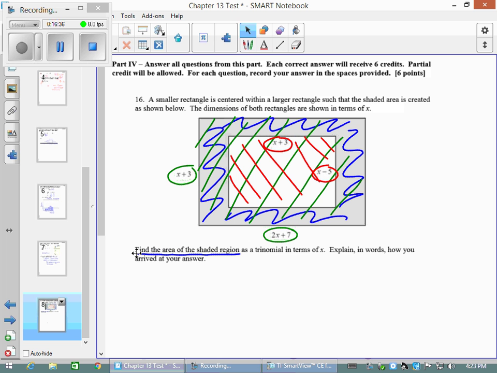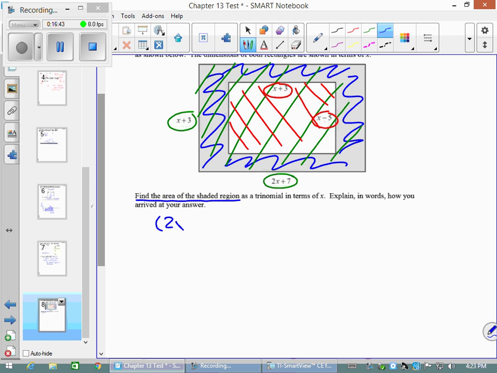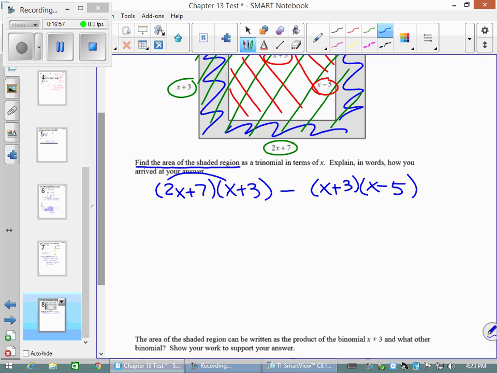So let's take our 2x plus 7 times x plus 3, and then we're going to subtract from that the product of x plus 3 times x minus 5. So you could use the box method or the distributive method. I'm going to choose to distribute. So we get 2x squared plus 6x plus 7x plus 21 minus, now when I subtract these, I have to remember that I need the parentheses until I'm done simplifying and distributing that negative sign.